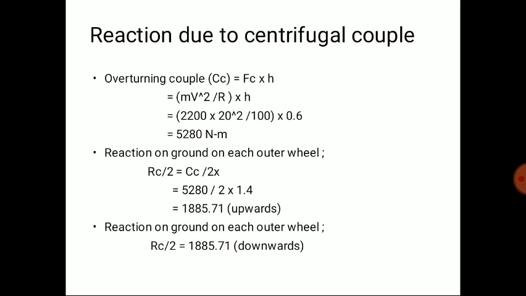I will repeat once more. When the centrifugal couple acts in the outward direction, the vehicle has a tendency to move towards the right. That means the inner wheel moves upward and the outer wheel moves downward. So the reaction force will be just opposite to it. The reaction on each outer wheel will be upward and on each inner wheel downward. So this is the total effect.